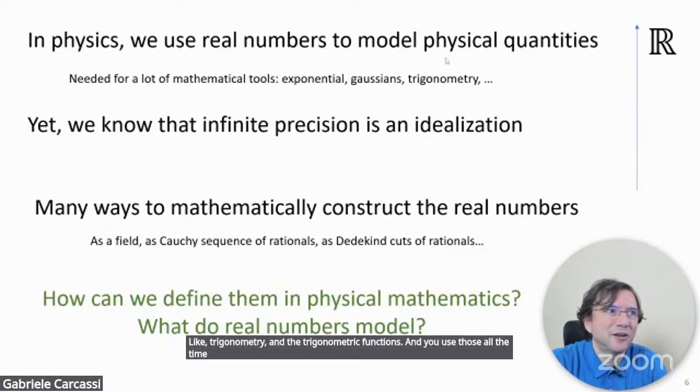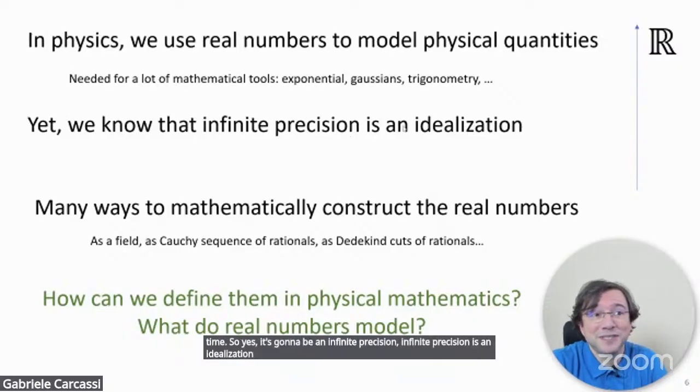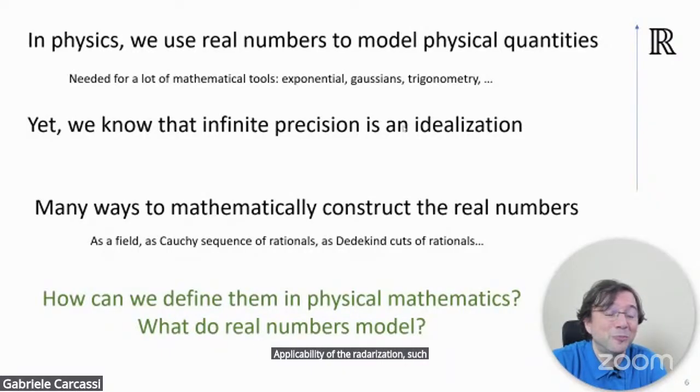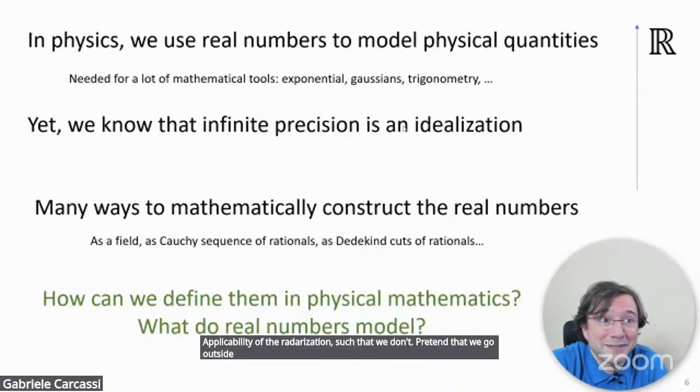So yes, it's going to be infinite precision. Infinite precision is an idealization. We just need to understand what is the realm of applicability of that idealization, such that we don't pretend that we go outside of the space. Right? That's basically what we want.